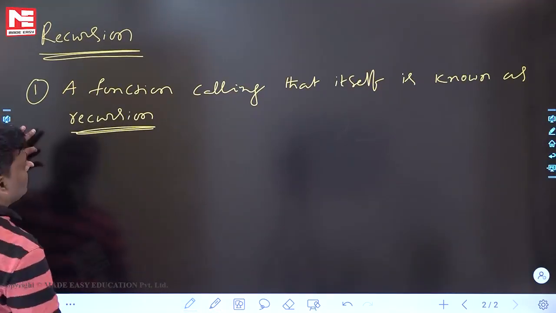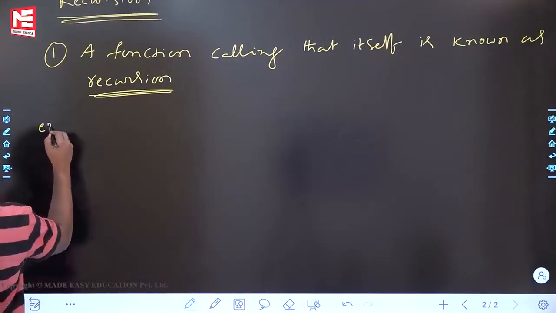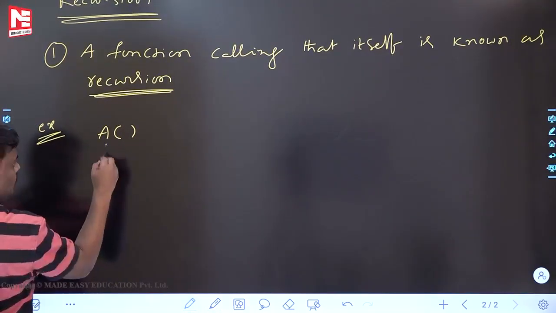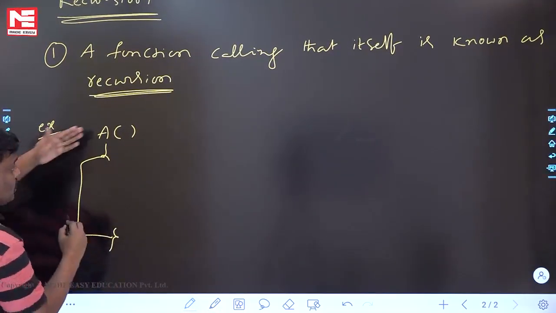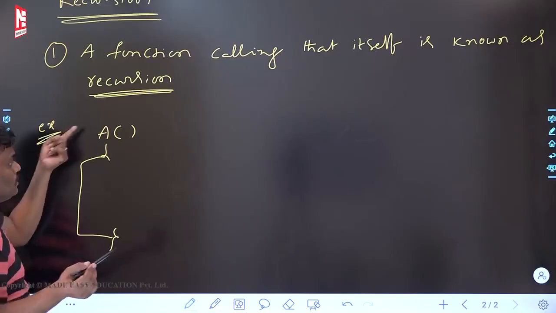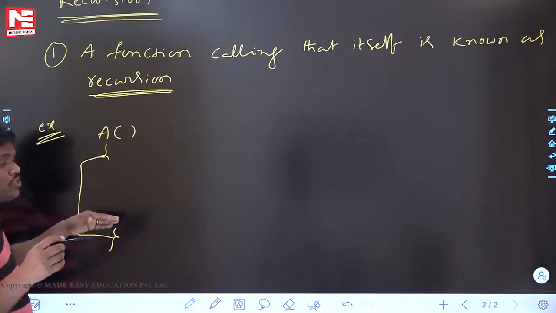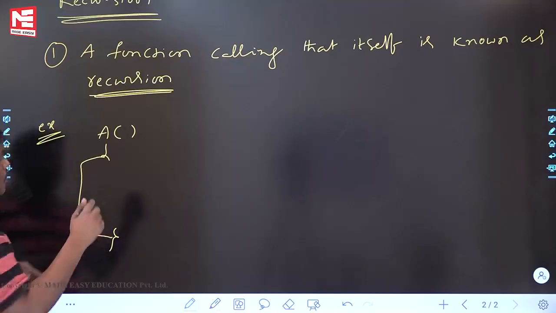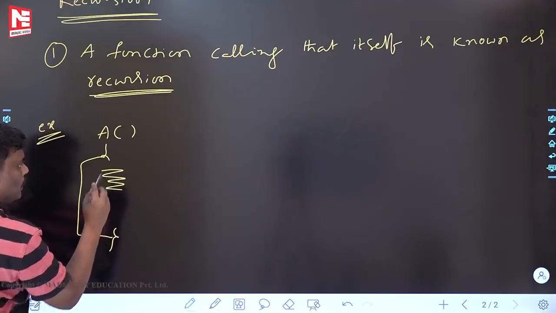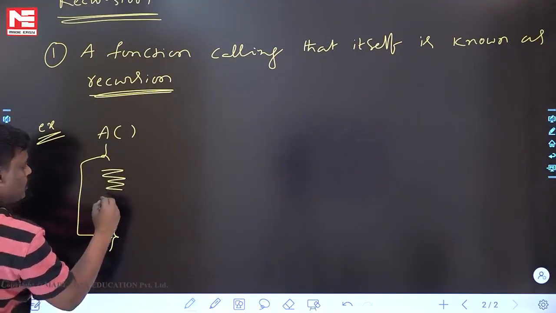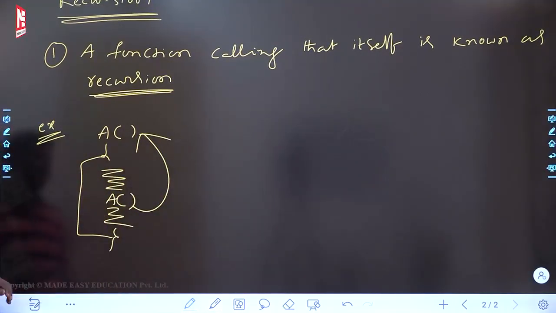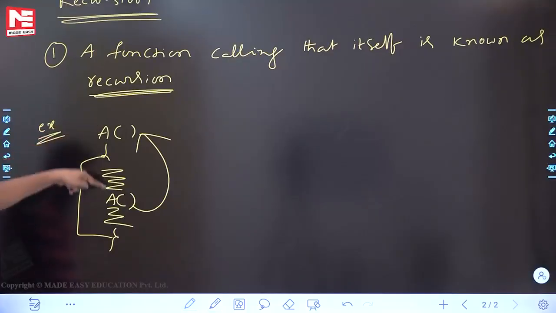If you want, I will give a small example. There is one function named A. Normally, if you go inside function A, maybe function B is called, maybe function C, function D. But in the case of recursion, inside A I do some work, and at some point I call A again. This is known as recursion. A function calling itself is known as recursion. Here, A is internally calling A.